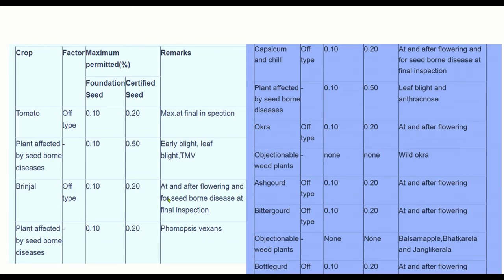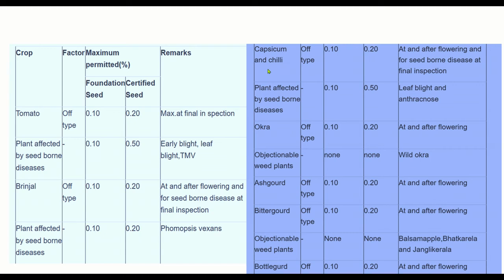So before that, during the inspection only, you can remove these off-type plants with the consultation of the experts, which are seed inspectors. And then coming to the plants affected by seed-borne disease, in case of brinjal we have Phomopsis vexans, for which the maximum limit allowed is not more than 0.1% for foundation seed and 0.2% for certified seeds.